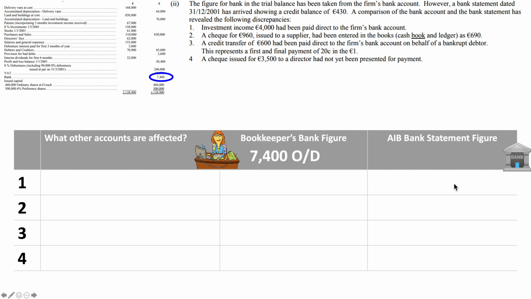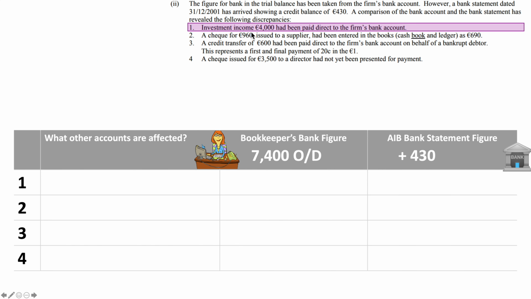So again, just take note that 7,400 is on the credit side in the bookkeeper's bank figure, which means it's an overdraft. And as I said, a credit balance of 430 on a bank statement figure actually means that is a positive bank figure. So they work the opposite way than we do.